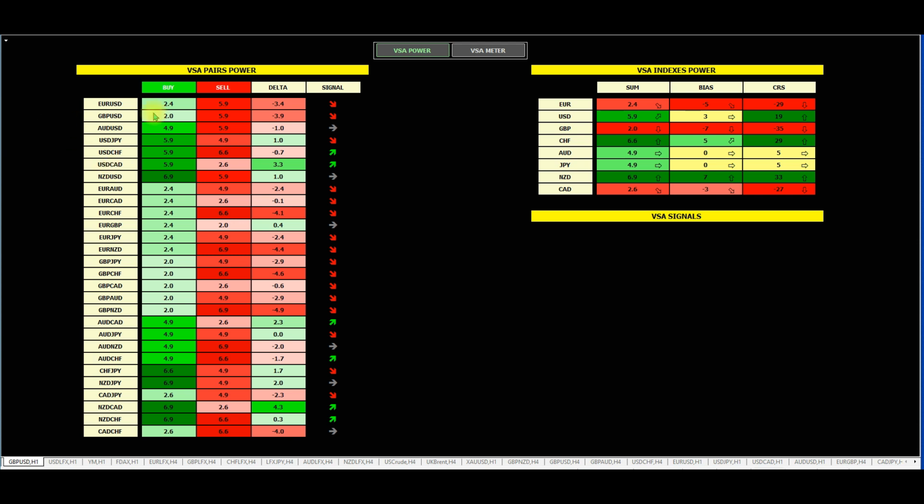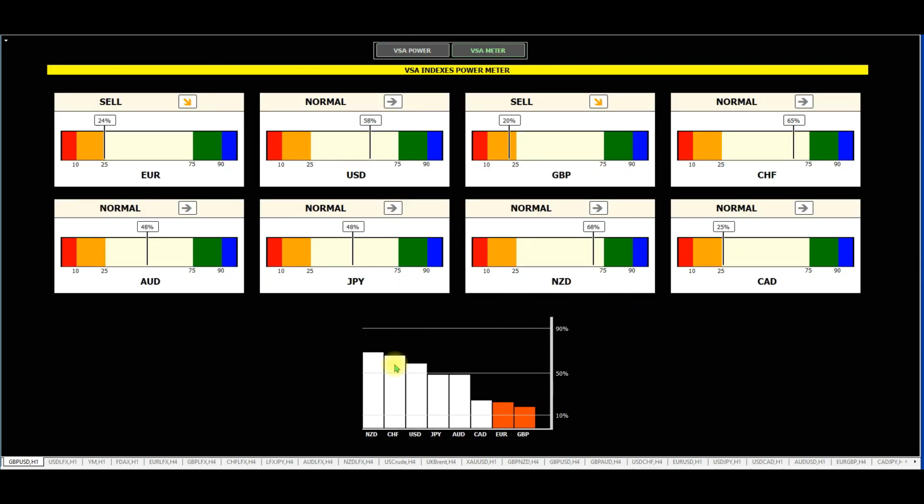So first of all, we display our VSA market scanner. The market scanner has two icons at the top here. If you click on the right one, it's going to show you the indexes, which is the most important thing in trading Forex. This will show you the strengths of all indexes beside each other.